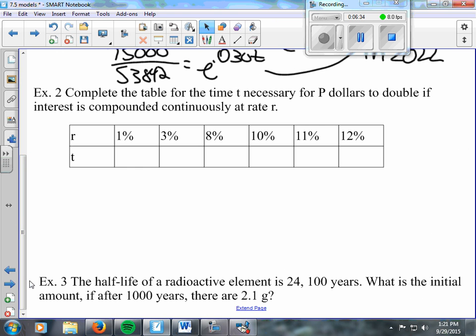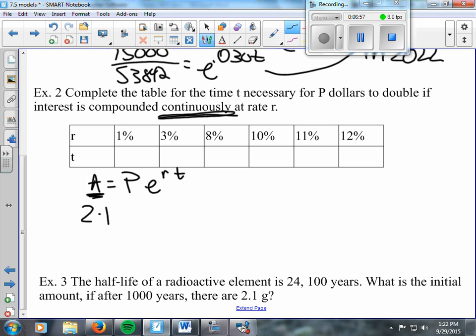All right, here we have, and this is a familiar one, money compounded continuously. This one says continuously. So if you're compounded continuously, then the amount you have is the initial principal amount, P e to the interest rate times time. So we want to double P dollars. So we want our amount to be 2 times the principal we started with.